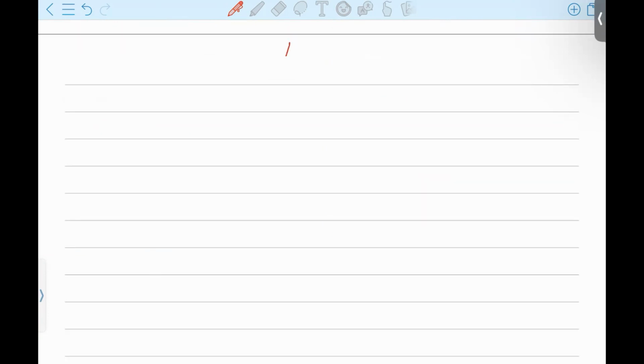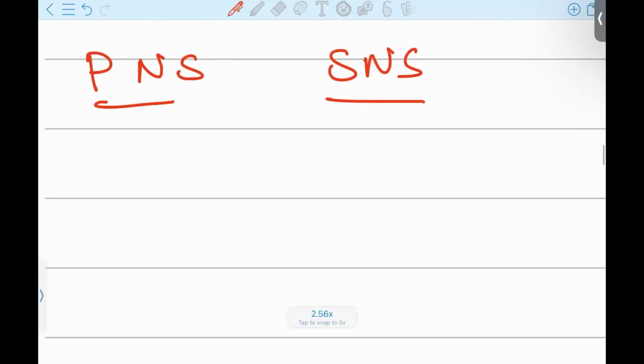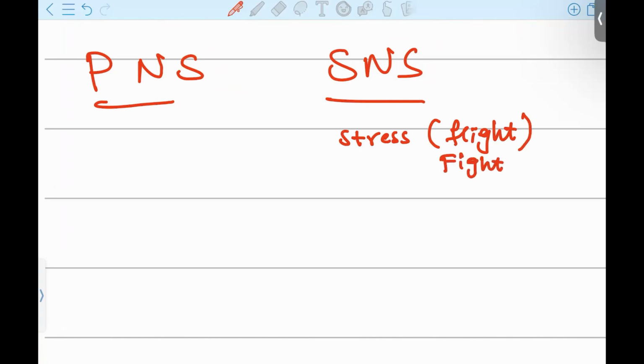Next, moving on to the ANS drugs, your autonomic nervous system drugs. Autonomic nervous system drugs are subclassified into the parasympathetic nervous system and the sympathetic nervous system. How will the sympathetic nervous system work? We all know that the sympathetic nervous system is activated only in stress situations, like your fight or flight hormones. These are your drugs, right? Epinephrine and norepinephrine are your sympathetic nervous system drugs.